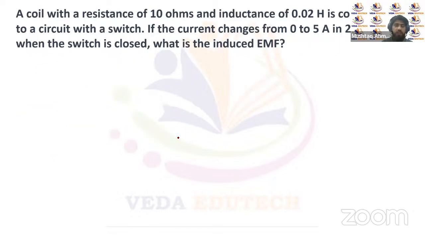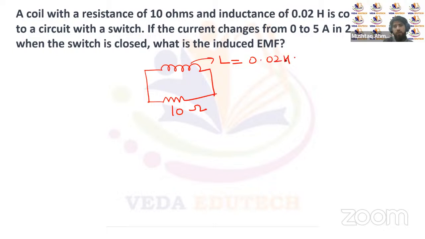Now, the next question: a coil with a resistance of 10 ohms and inductance of 0.02 Henry is connected to a circuit with a switch. If the current changes from 0 to 5 ampere in 2 seconds when the switch is closed, what is the induced EMF? Once again, this is the conductor, and there is some circuit, with a resistance of 10 ohm. The inductor has a coefficient of self-inductance of 0.02 Henry. The current changes from 0 to 5 amperes, so delta I is 5 amperes, in time delta t equal to 2 seconds.